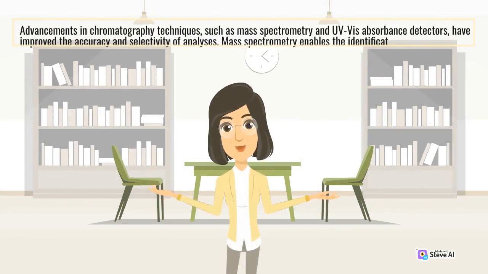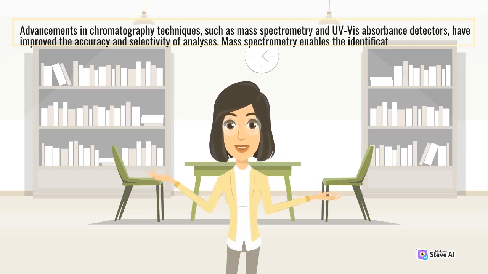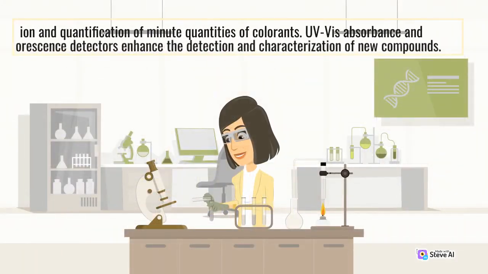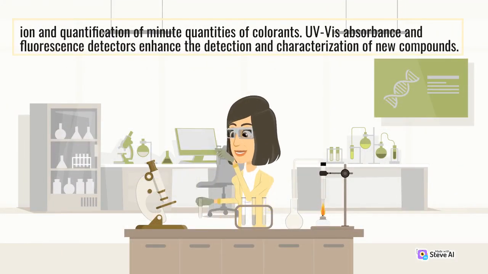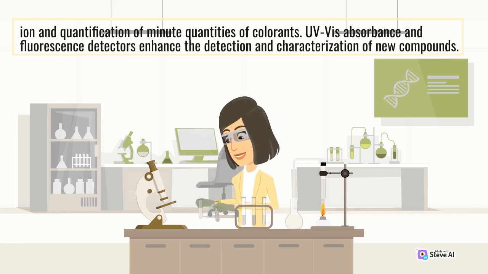Advancements in chromatography techniques, such as mass spectrometry and UV vis absorbance detectors, have improved the accuracy and selectivity of analyses. Mass spectrometry enables the identification and quantification of minute quantities of colorants. UV vis absorbance and fluorescence detectors enhance the detection and characterization of new compounds.